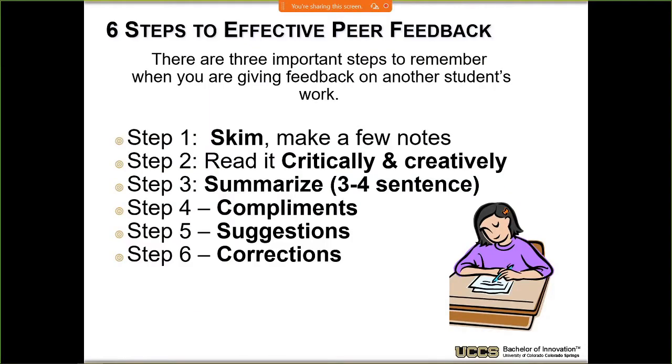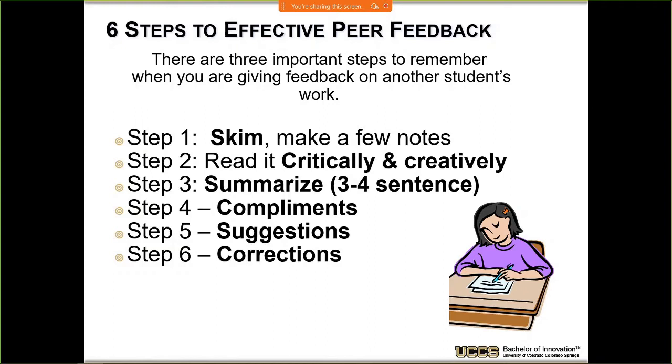a process level. So the 6 steps to effective peer feedback are actually not that different from our 6 steps of reading, our reading processes. So the first step is going to be skim it, make a few notes. And this is literally notes about skimming, right? Because that's an important part of what you want to give people back.